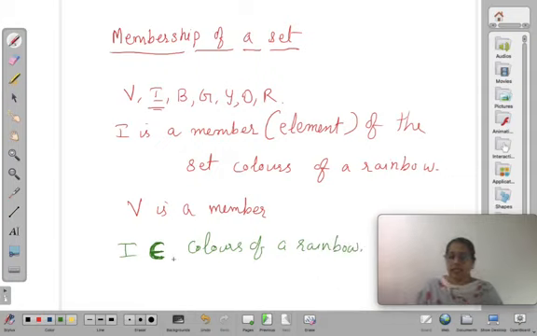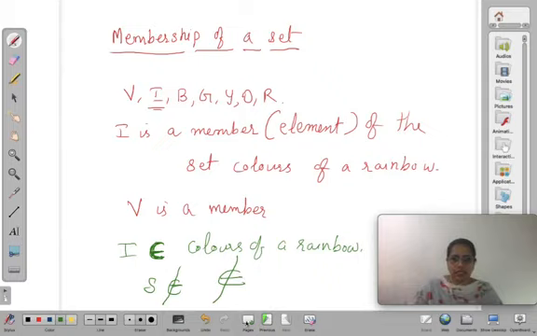If I say S is an element of colors of a rainbow, is it correct? No, it's not correct. S is not an element. So at that time, this symbol denotes not an element of. That is, first you write element of, then not an element of. So S is not an element of colors of a rainbow. Clear? Okay.